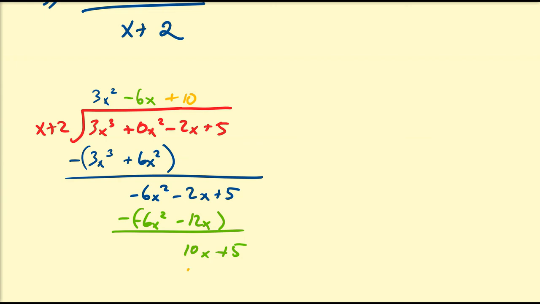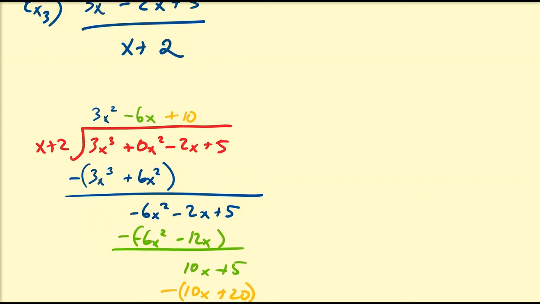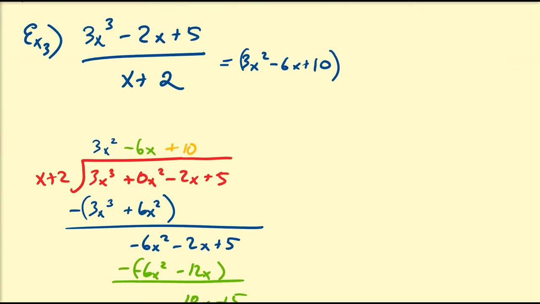10 times x is 10x by design, and 10 times 2 is 20. Subtract. 5 minus 20, negative 15. That is our remainder. So, therefore, we have this answer will be equal to 3x squared minus 6x plus 10. That's our quotient. Our remainder is negative 15 all over x plus 2.